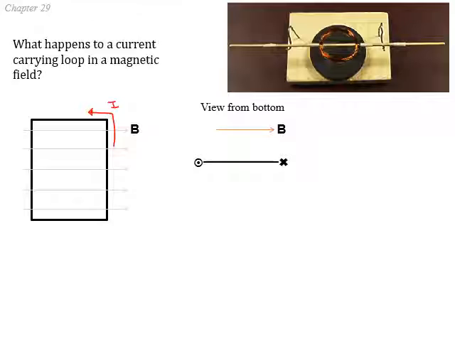And let's start with the top bit of wire. On the top bit, the current is to the left. The magnetic field is to the right. F equals IL cross B. Those two vectors are anti-parallel, and the force equals 0.